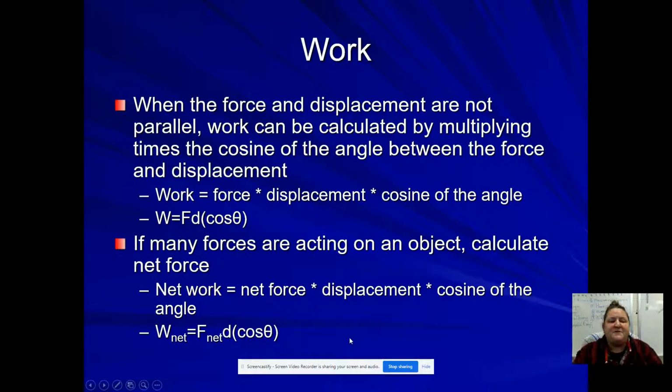So if many forces are acting on an object, calculate the net force. So remember we did the diagrams where we showed all the forces and you had to calculate the net force? That's what we're talking about. So net work will equal the net force times the displacement, and if it's at an angle, times the cosine of the angle.